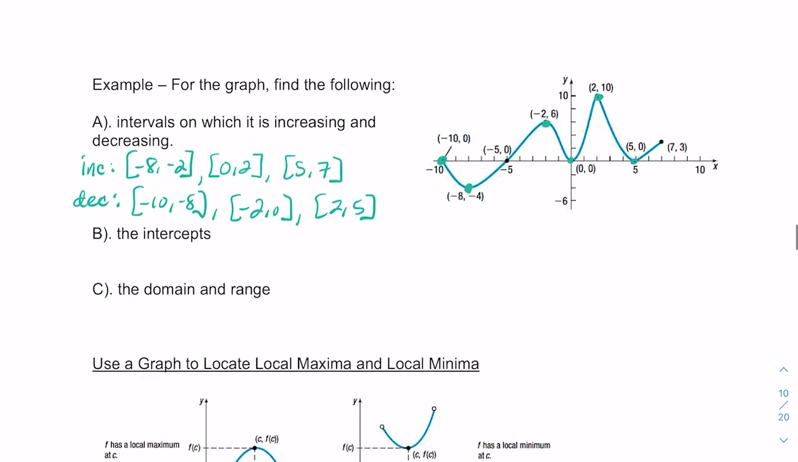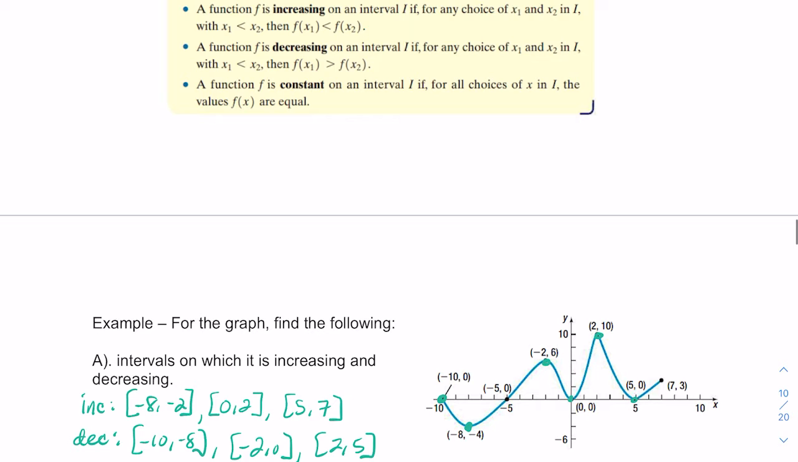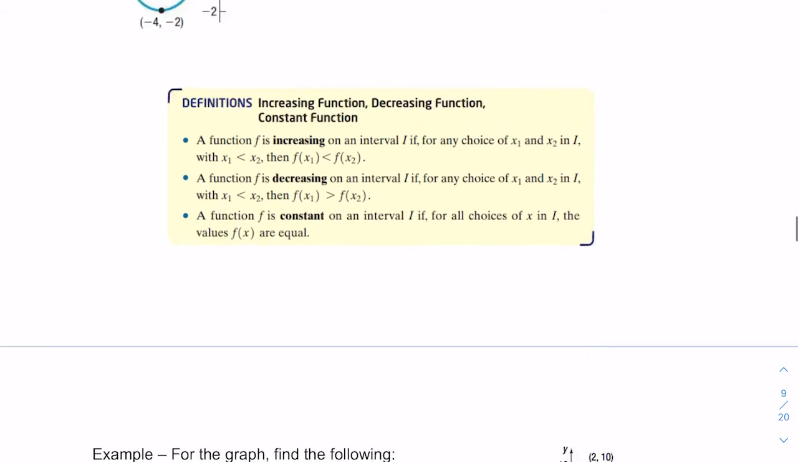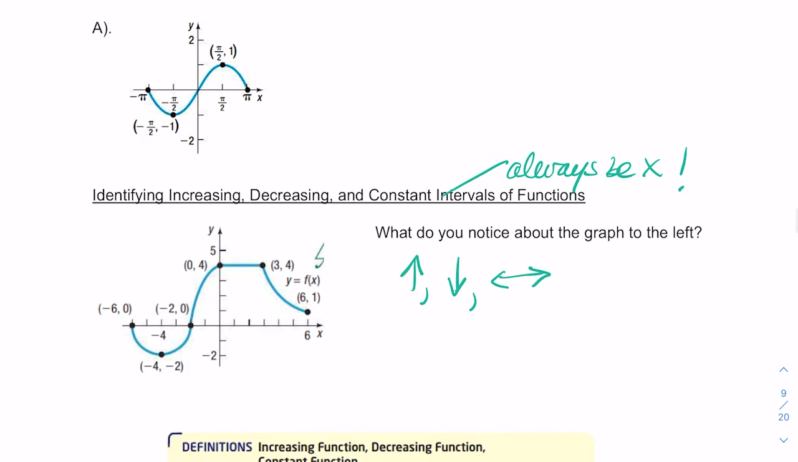If you want to know where it's constant, there is no part of that graph that's constant. But if you go back and look at this one, here, constant means it's not changing, right? It's staying the same. So here, the graph would be constant from 0 to 3.